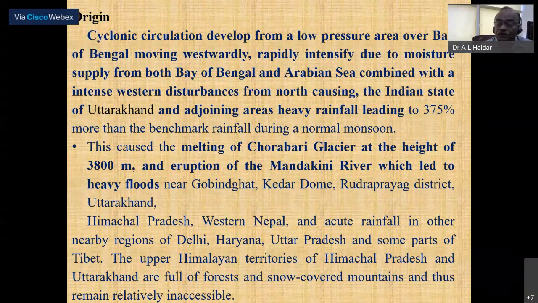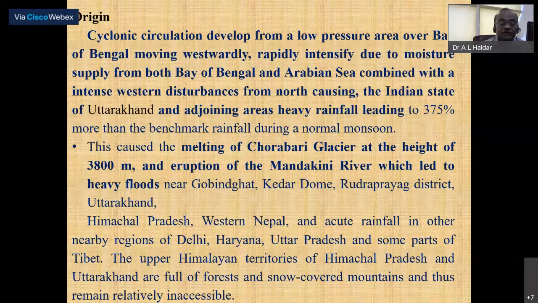So what was the origin of the 2013 flood tragedy? There was a cyclonic circulation. A low pressure area developed in the Bay of Bengal and moved westerly, rapidly intensifying. The moisture supply was from the Bay of Bengal and the Arabian Sea also, and it added to the coastal disturbance. This caused a flash flood in Rudraprayag, Chamoli, and a total of 7 districts were affected.